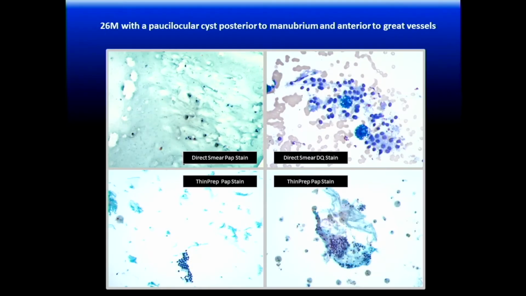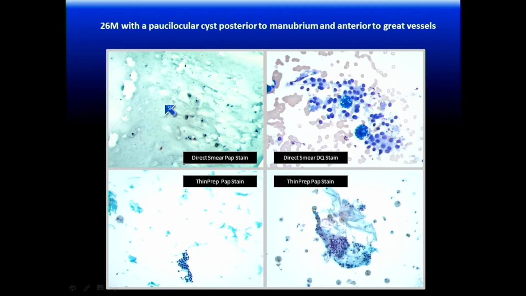So this is something you will see commonly and you might not think to include in the differential diagnosis. This is a young adult with a paucicellular cystic lesion posterior to the manubrium and anterior to the great vessels, so kind of in the upper anterior mediastinum. And this is a little bit of benign thyroid follicular epithelium.